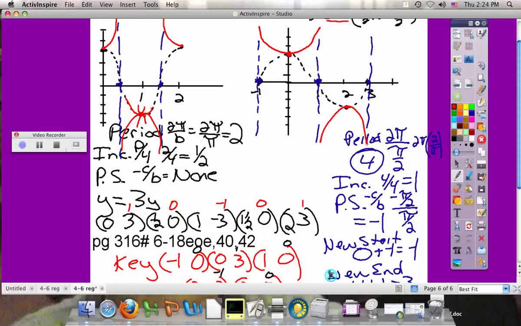So, again, period, increments, phase shift. If you have one, you need a start and an end. Get your y values, get your key points, graph them using dashed lines, and then flip your answers. And you're done.